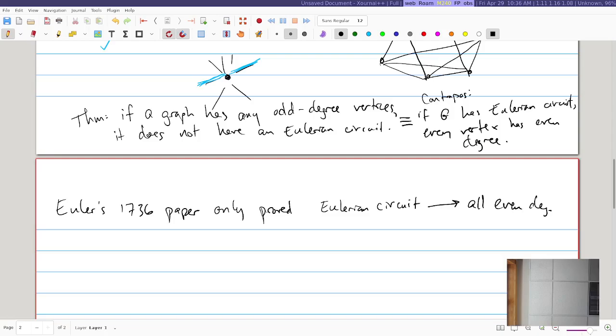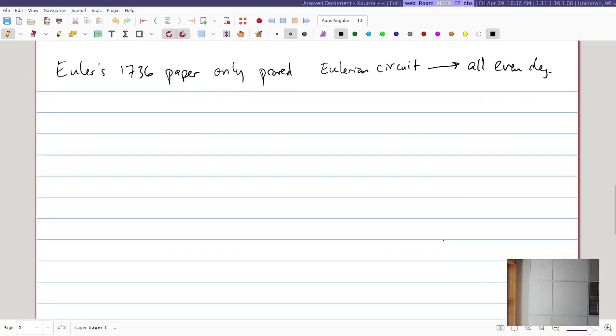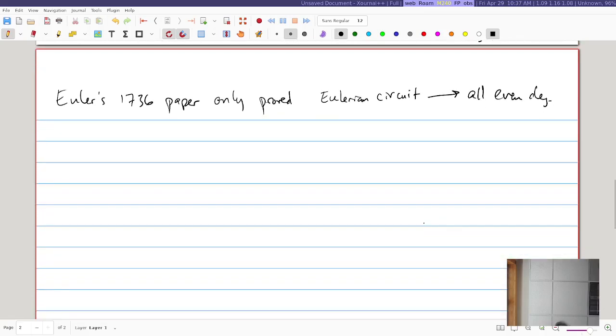And that was enough because he was just solving that problem. The town looked like this. It was like the graph of the town. I think all four vertices are odd. And he's like, yep, there's no way to do it. That was enough to solve that problem. It's certainly possible that he believed or knew that it was an if and only if, and maybe he just thought it was obvious and he didn't bother writing down a proof.